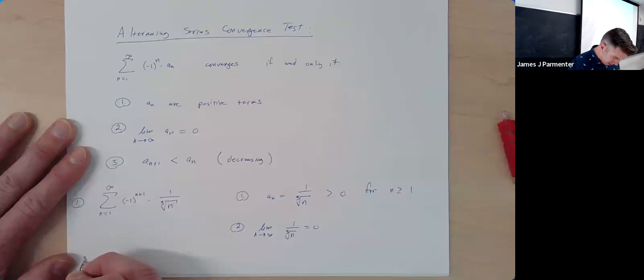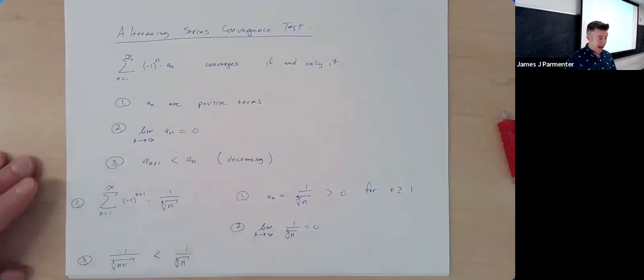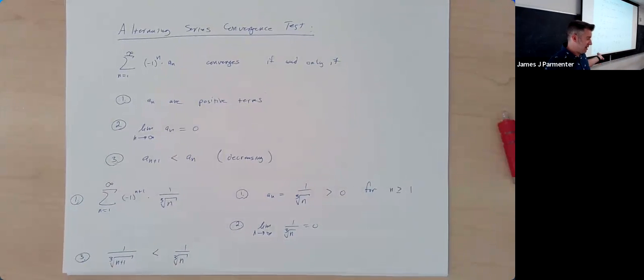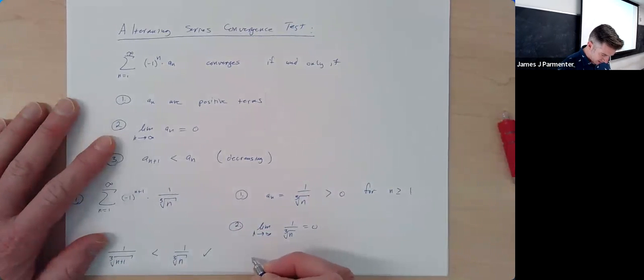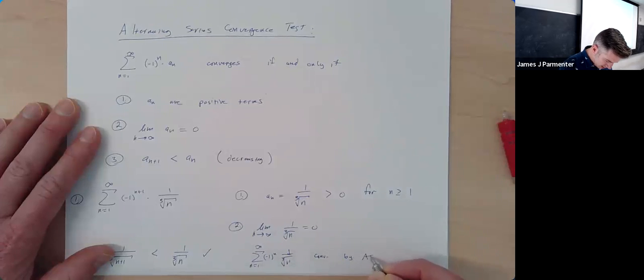To show the decreasing part, all we're going to do is say that 1 over the cube root of n plus 1 is less than 1 over the cube root of n. I don't think you have to write anything else here because it is pretty obvious that my denominator is a little bit bigger. That thing is definitely going to always be smaller. That checks out right away. So my series from n equals 1 to infinity of -1 to the n times 1 over the cube root of n definitely converges by the alternating series test.